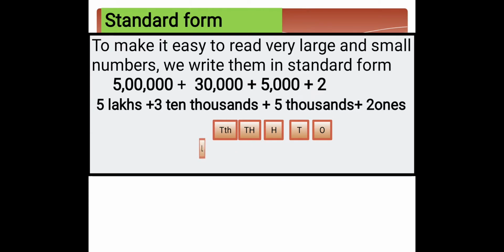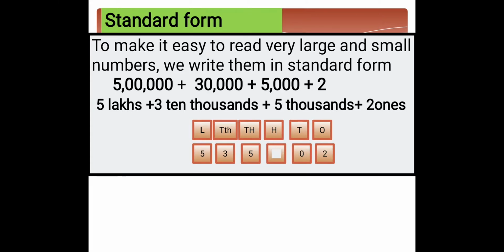So there are 6 places. We know 2 is at the ones place, 5 is at the thousands place, 3 at the 10,000 place and 5 at lakhs. Now 2 places are vacant, so we have to show them with the symbol 0. So this is denoting that these places have no value. So the numeral is 5,35,002.